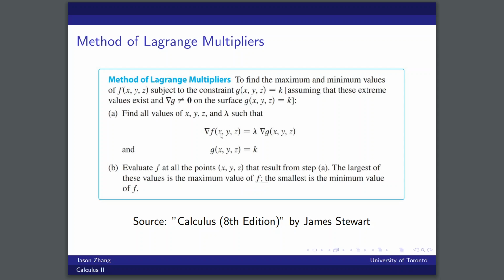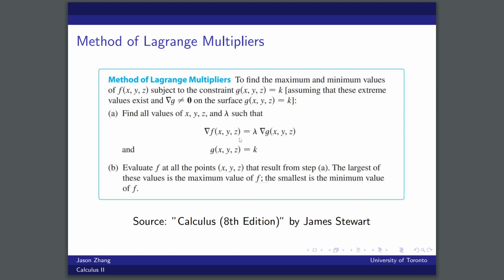But we only have 3 equations from setting the gradients to be parallel. So the final equation we need to complete this system is going to be the constraint that we're subjected to, which is that g is equal to k.